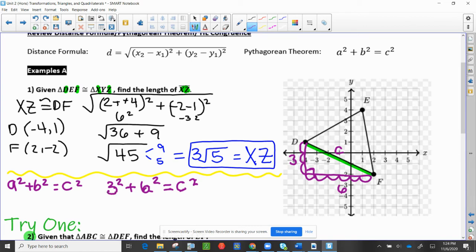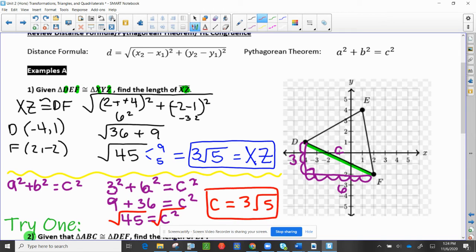Okay, so if I do that, 3 squared is 9 plus 6 squared is 36, equal to c squared. So again, I'm going to get 45 is equal to c squared. Then the last thing to do to get the c by itself would just be to square root each side. So we're going to get the same answer. Our hypotenuse there would be the square root of 45, which we already reduced to 3 root 5.